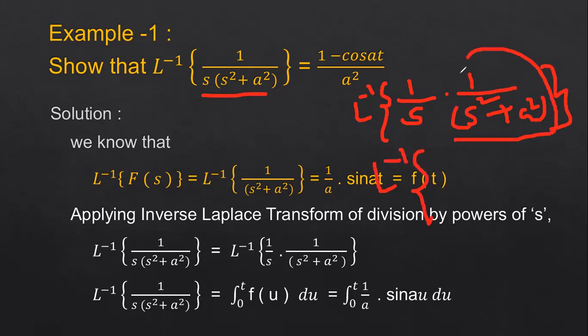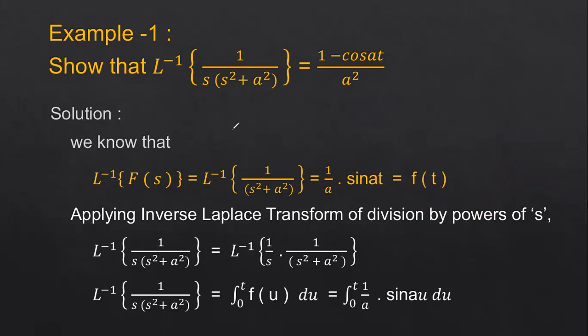Now this entire term can be represented as f of s into 1 by s, where 1 by s is the denominator function, that is nothing but f of s by s. Now we have to convert this f of s into f of t, so we have to apply this theorem, that is nothing but the division by powers of s method.